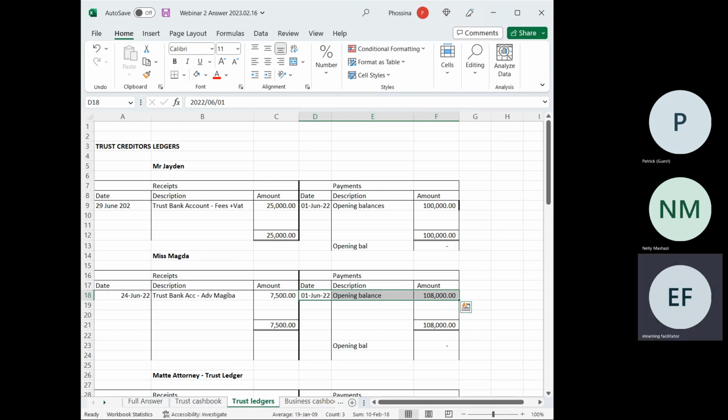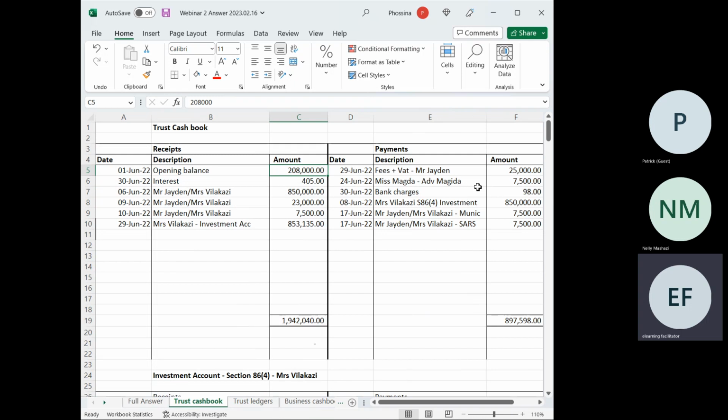And then we also had 3 other given transactions, which we recorded through our ledgers as well as our trust cash book. So I will just briefly take you through them so that we can do a rehash. We attended to the file of Mr. Jaden and we raised an invoice on 15 June of 25,000.